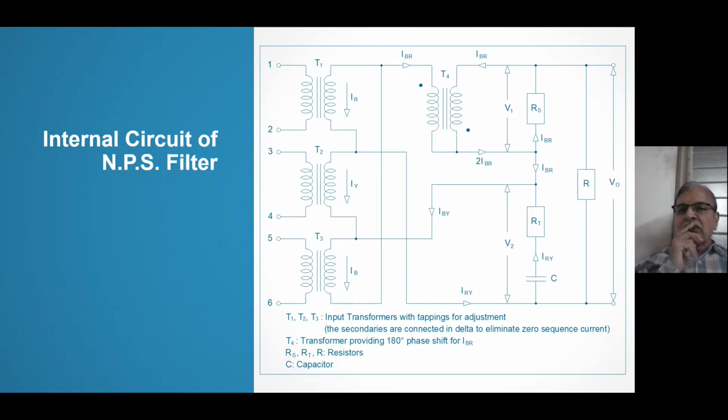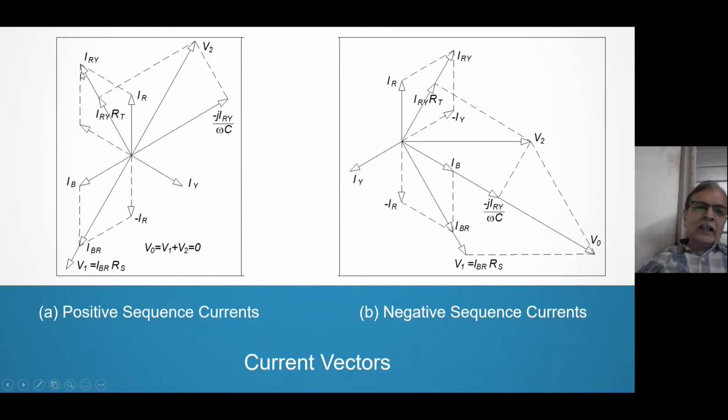The relations are not written here, but RT is equal to RS by 2. RT is equal to RS by 2. And XC is root 3 by 2 RS. So it is so connected that IBR is passing through RS. So V1 is equal to IBR RS. V1 is equal to IBR RS.